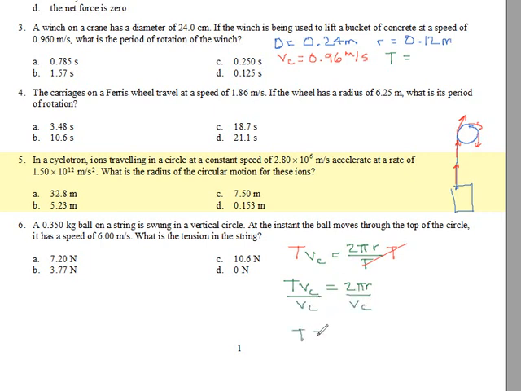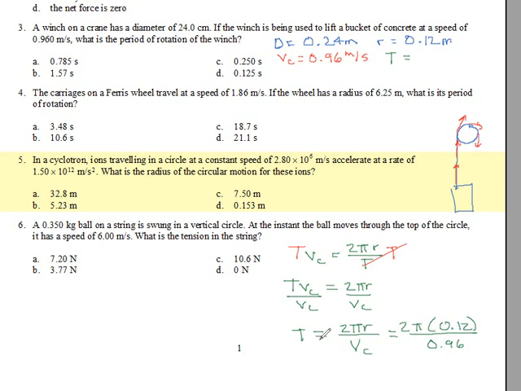And you get that the period is 2 pi r, like how big the circle is you're trying to go around, divided by how fast you are going around it. And if we solve that, we get 2 pi, our radius is 0.12, our velocity is 0.96, and out come the calculators.